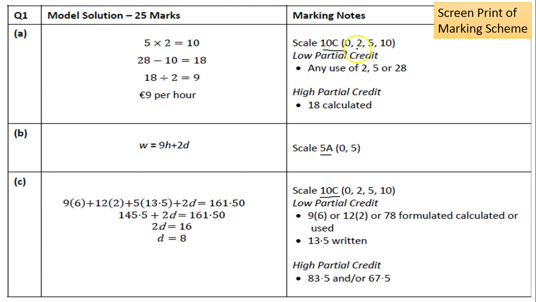But this year they've changed the scale to 0, 2, 5, 10. So depending on the level of work you do, you can see there low partial 2 marks is given for any use of 2, 5 or 28, which is pretty generous. If you get to the number of euros per hour, or just the 18 calculated there, you get the high partial of 5 marks, and obviously the last 5 marks for the full credit. 5A in part B stands for hit or miss, either right or wrong. Okay, which is pretty harsh in a way.